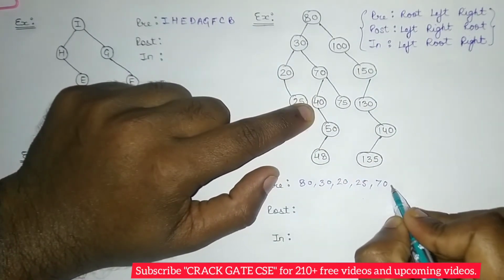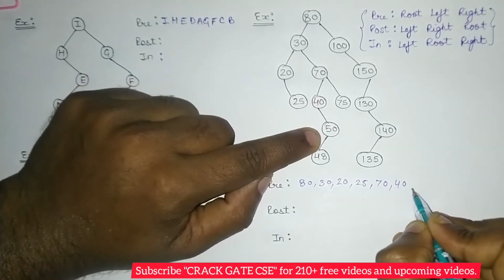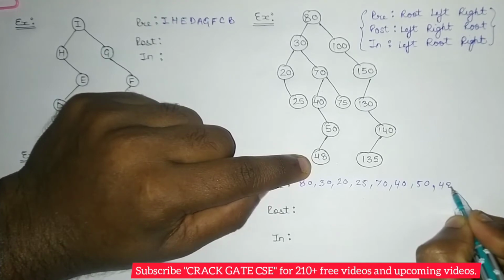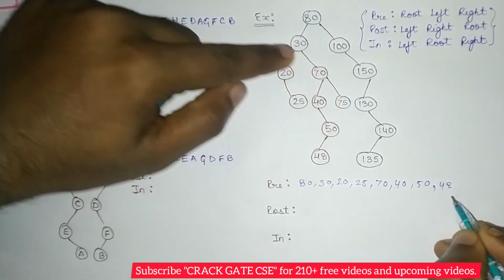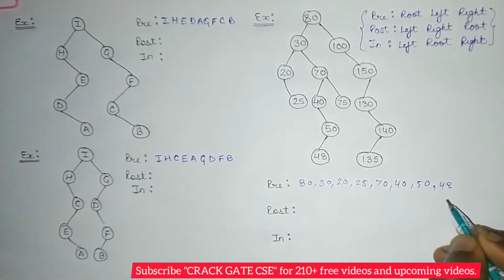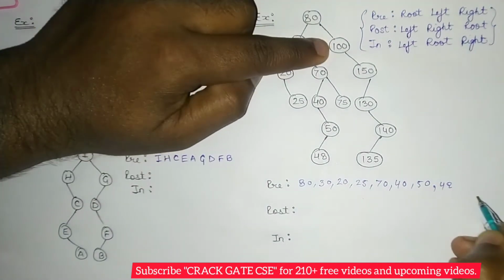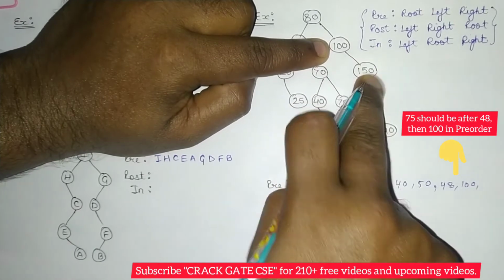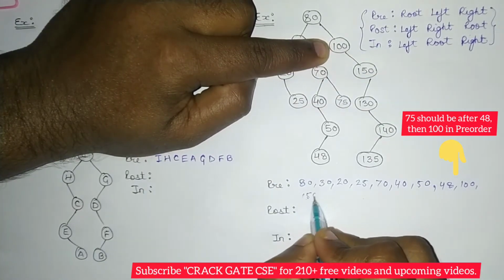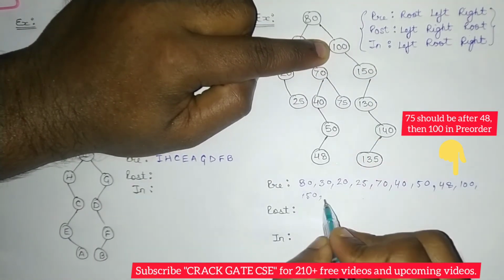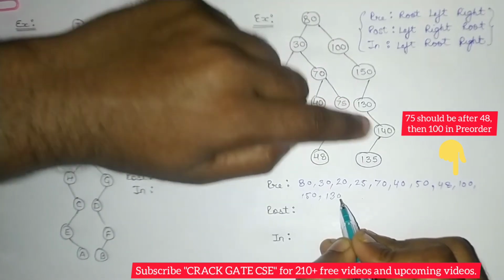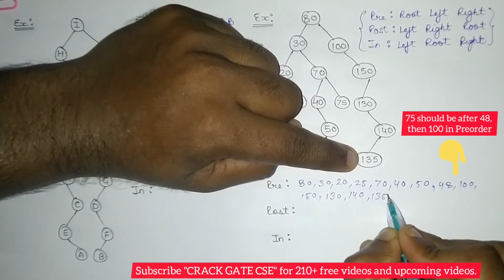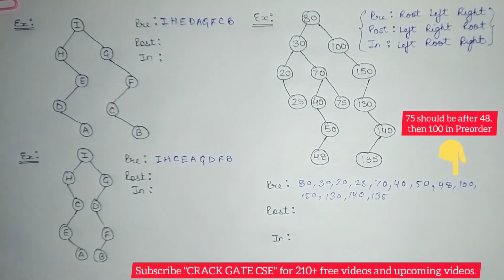Again take care of left, 40, there is no left, so move right, 50, so move left, 48. So this part is done and this 80 is already done, so move on to the right. In the right we are having 100, so print 100, no left, move on to the right, 150, so print 150, go to left, left is 130, print it, no left, move on to the right and print it, 140, left 135. So you can see how easy it is to find out the pre-order.